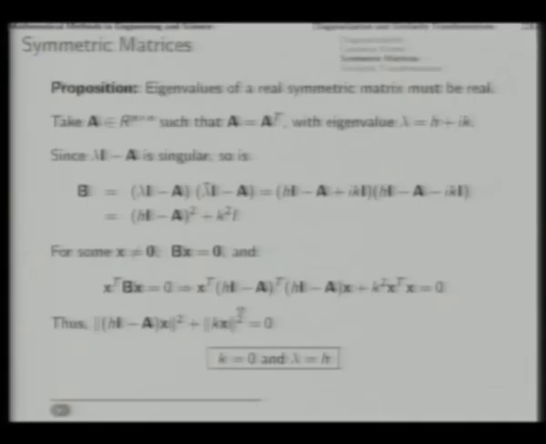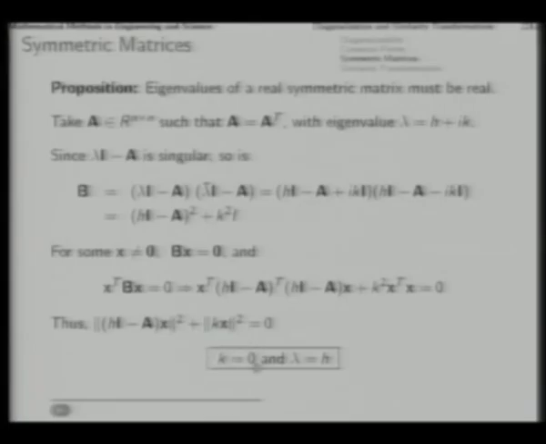Now you see, norm is a positive quantity, norm square is certainly a positive quantity. Now you have the summation of two non-negative quantities equal to 0. Since neither of them is going to be negative, for the sum to be 0, each of them must be individually 0. That means, since x is a non-zero vector, k must be 0, and we come to the conclusion of our proof.